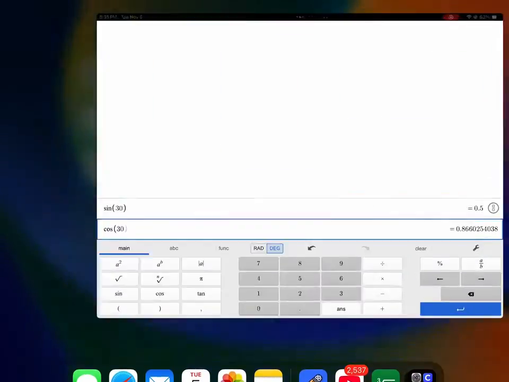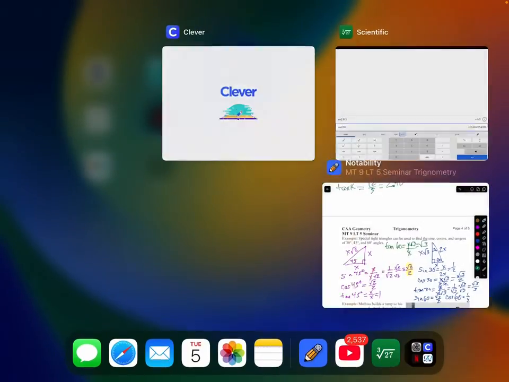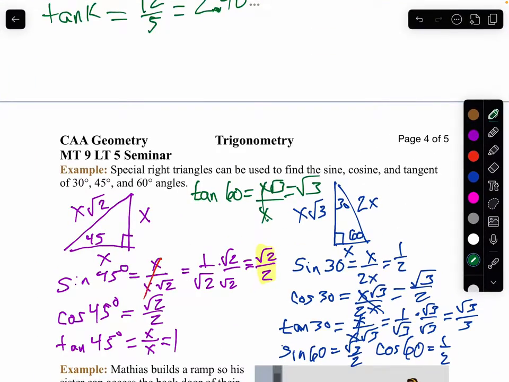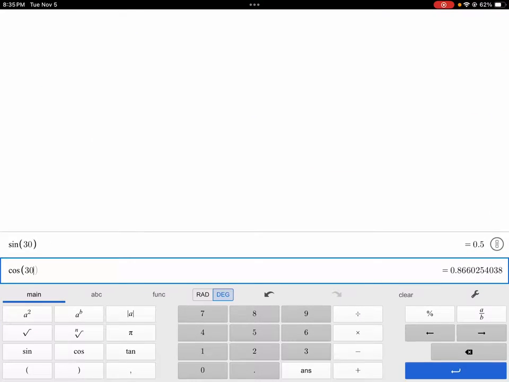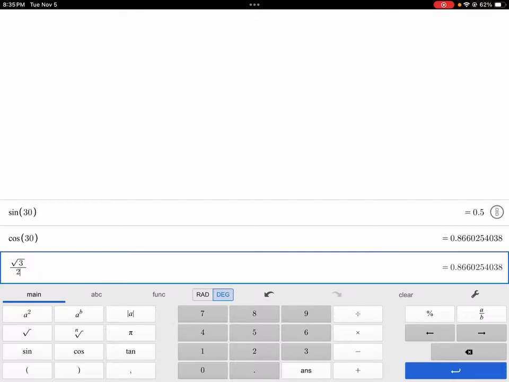But we said that the cosine of 30 was the square root of 3 over 2. So if I take the square root of 3 and I divide that by 2, notice we get the exact answer. You just have to know what it is.